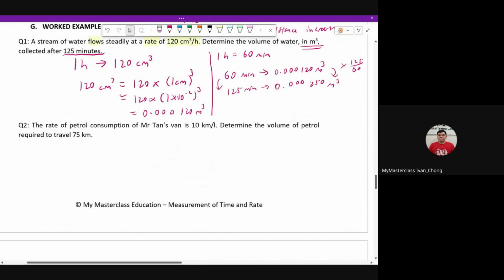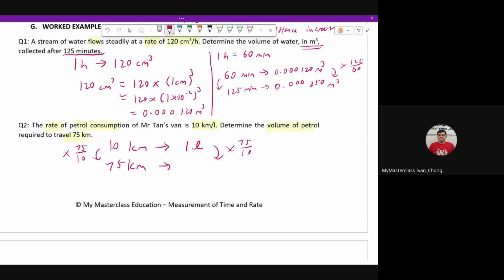Okay, now next one over here, you have a rate of consumption, 10 kilometers per liter. Okay, that's not IR, that's liter. So they tell you the distance is 75 kilometers. So 10 kilometers, I use 1 liter. Now they want 75 kilometers. How much do I use? Over here, we times 75 over 10, and over here, we do the same, we times 75 over 10. So we use 7.5 liters. That's all.